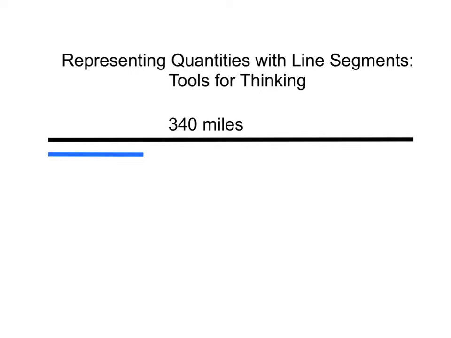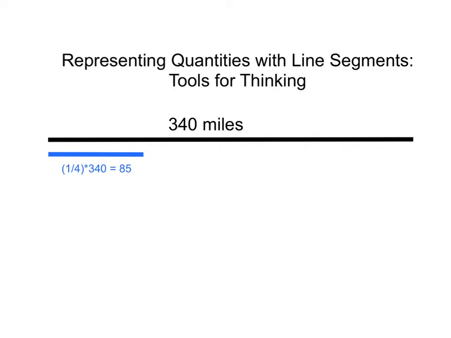The number we must multiply 340 times in order to determine the distance of the first 1/4 of the trip is going to be the number 1/4. So 340 times 1/4 is 85 miles. This is the distance of the first portion of the trip measured in miles.